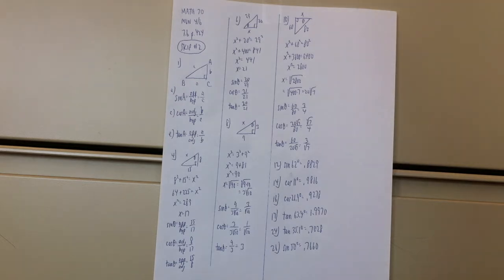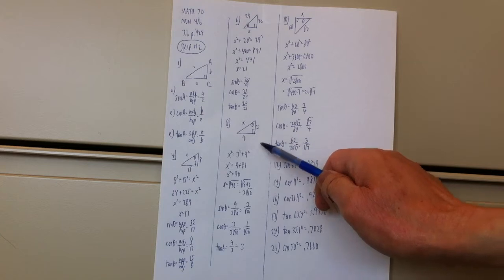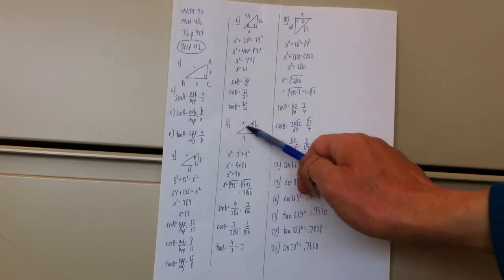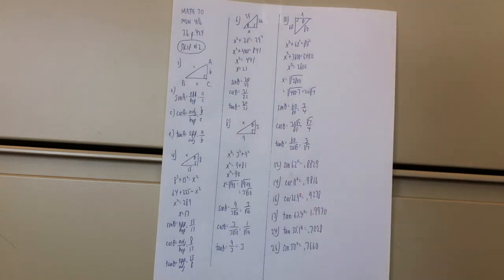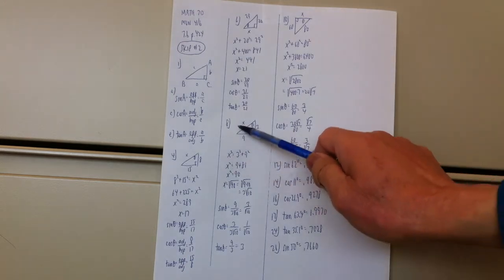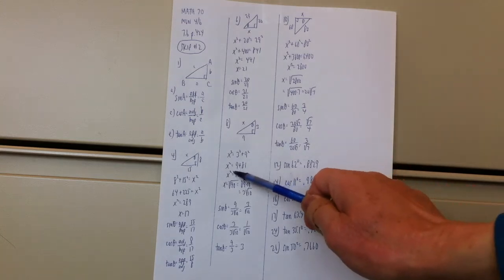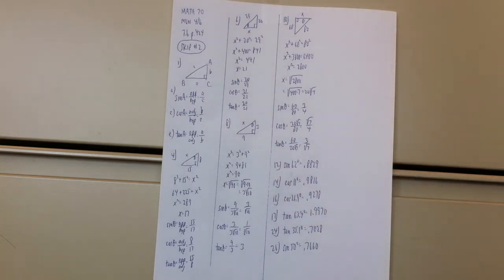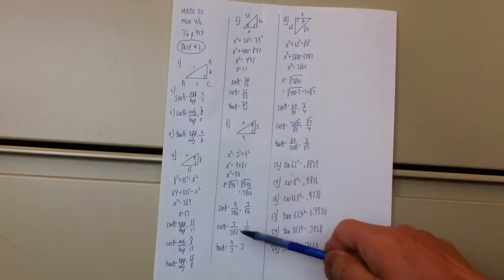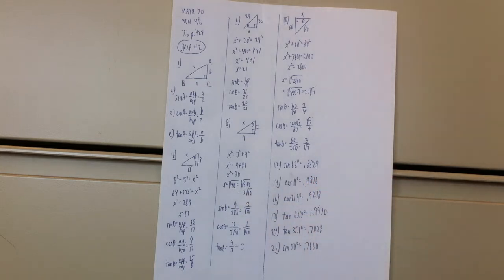Problem 8, they give us a picture like this. So 3 and 9, and we have to find the hypotenuse again, x. So using the Pythagorean theorem, x squared is equal to 3 squared plus 9 squared. 3 squared is 9, 9 squared is 81. Add them up, you get 90. X is equal to the square root of 90.